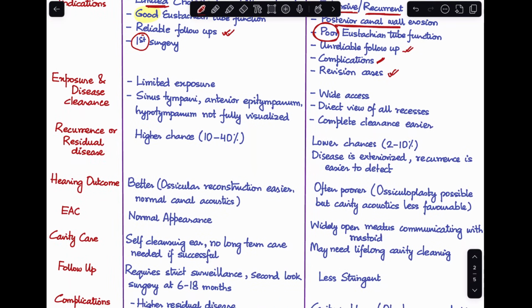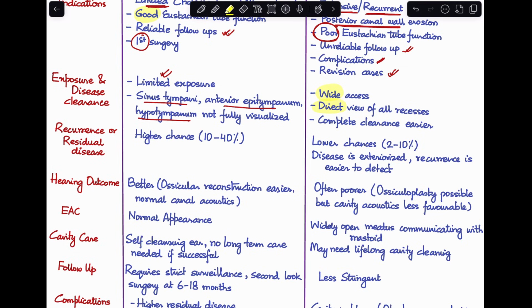Next, let's look at exposure and disease clearance. Now, in canal wall up, as I said, because we are not removing the posterior canal wall, we are maintaining that boundary. So, basically, this has the disadvantage of having a very limited exposure. It is very difficult to see areas like the sinus tympani or the anterior epitympanum or the hypotympanum. These areas are difficult to visualize in canal wall up procedures. Whereas for canal wall down procedure, there is a much wider access with a direct view of all these recesses. And therefore, complete disease clearance is much easier to be done in canal wall down procedure.